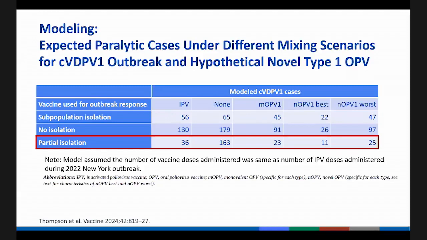They also ran a similar model, but for a VDPV1 outbreak instead of a VDPV2 outbreak. And remember that type 1 poliovirus infection is associated with a higher rate of paralytic disease than type 2. So the results of this model suggested that use of an OPV1 would likely end VDPV1 transmission faster and result in fewer paralytic cases than use of IPV alone.